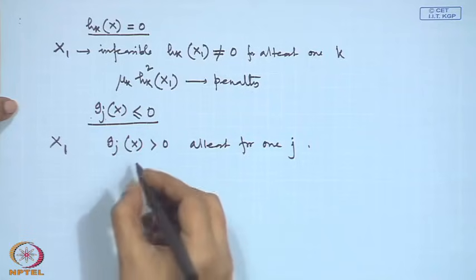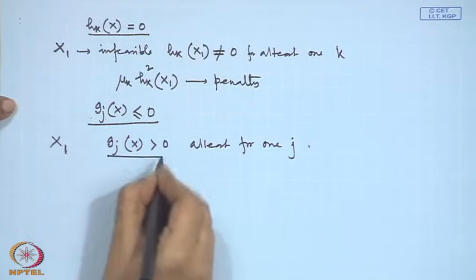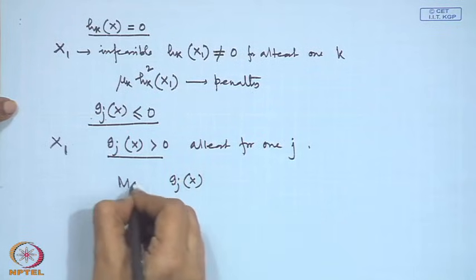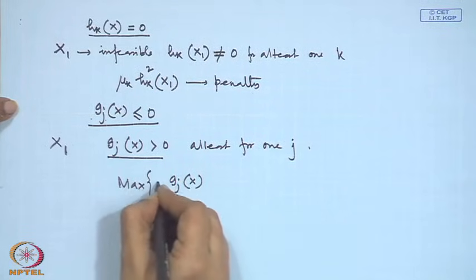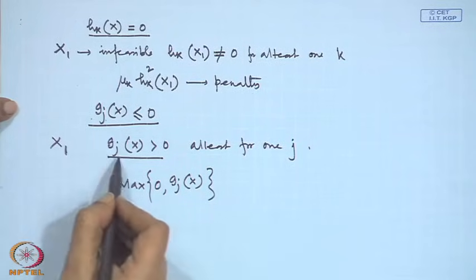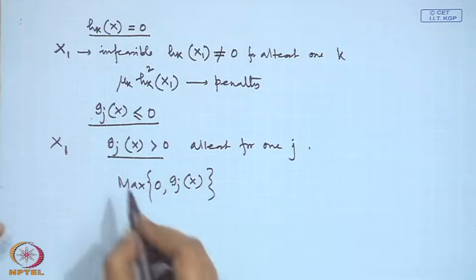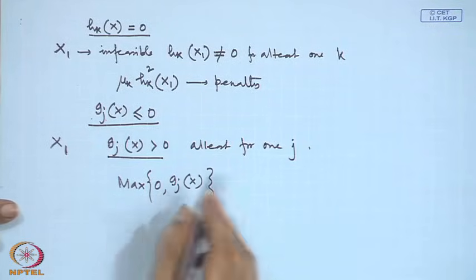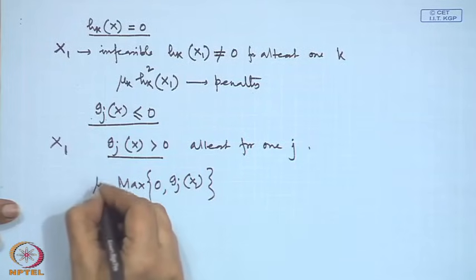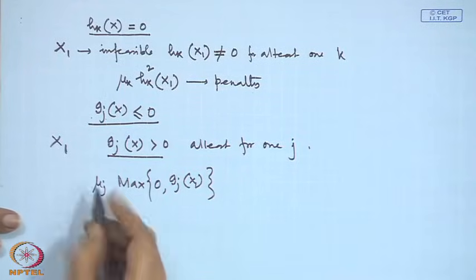Here we incur a penalty, and the amount is g_j(x). That is why we can generalize this with a penalty function max of 0 and g_j(x). It means that if x is within the feasible space, the penalty is 0. If x is outside the feasible space, then we incur the penalty value g_j(x1). And we can again multiply with a penalty parameter mu_j.